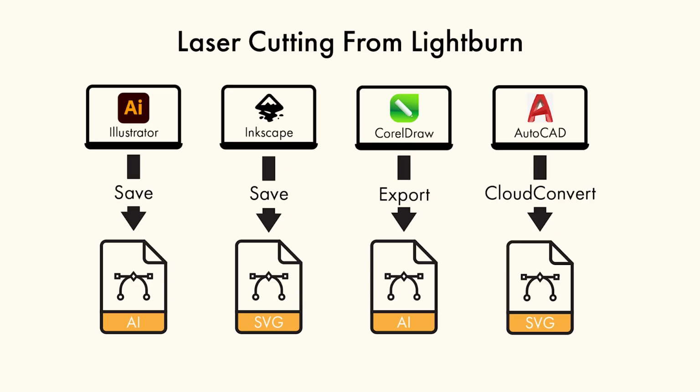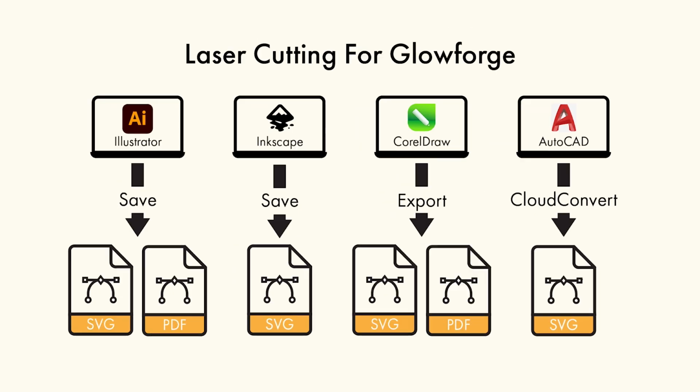If your laser cutter doesn't come with operating software, then you'll use a third-party software such as Lightburn. If you have a Glowforge that works on a web-based platform, the file type you'll need is an SVG or PDF. If you're working in AutoCAD or another vector-based program and don't see the option to save or export as an SVG or PDF, then use an online conversion utility such as Cloud Converter.